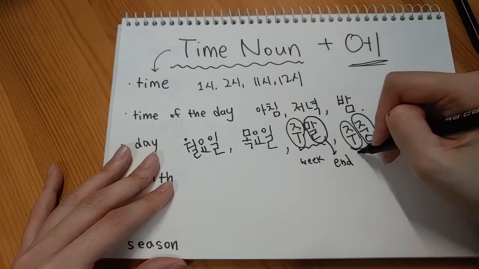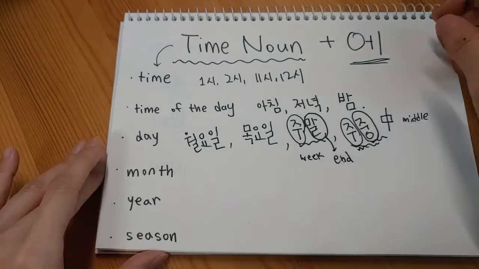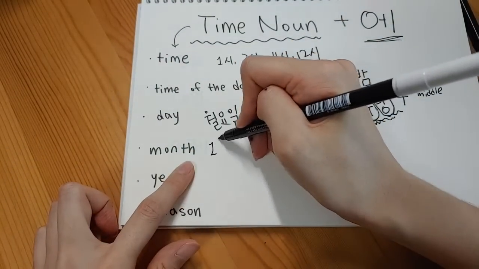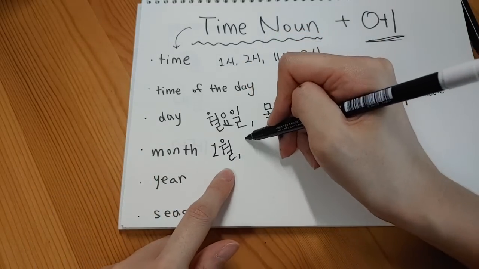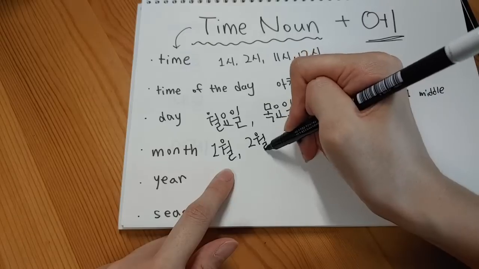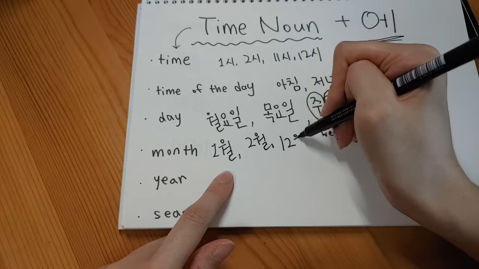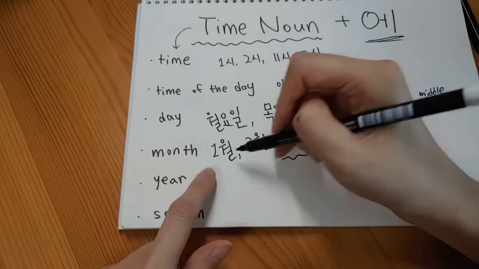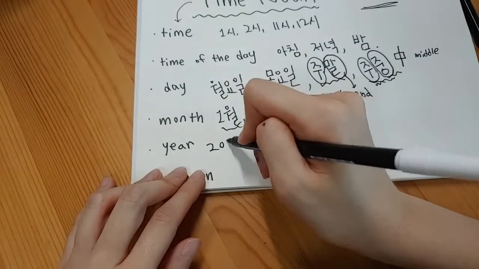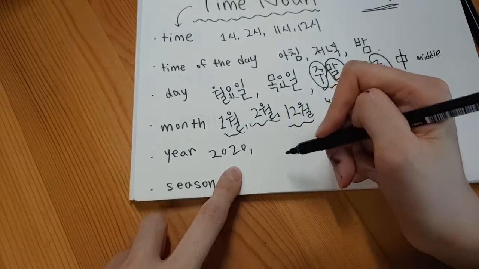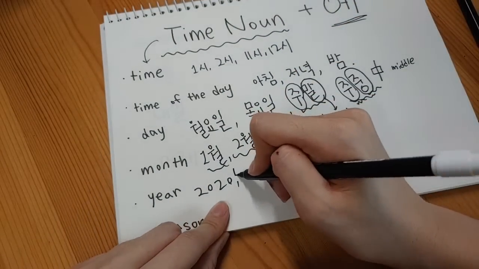So mid-week, so weekdays. In month, we learn how to say month in Korean. It's pretty easy. We use Sino-Korean words 1월, 2월, like 12월, right? December, January, February, and year, 2020, 2020년. Sorry, you have to put 년.